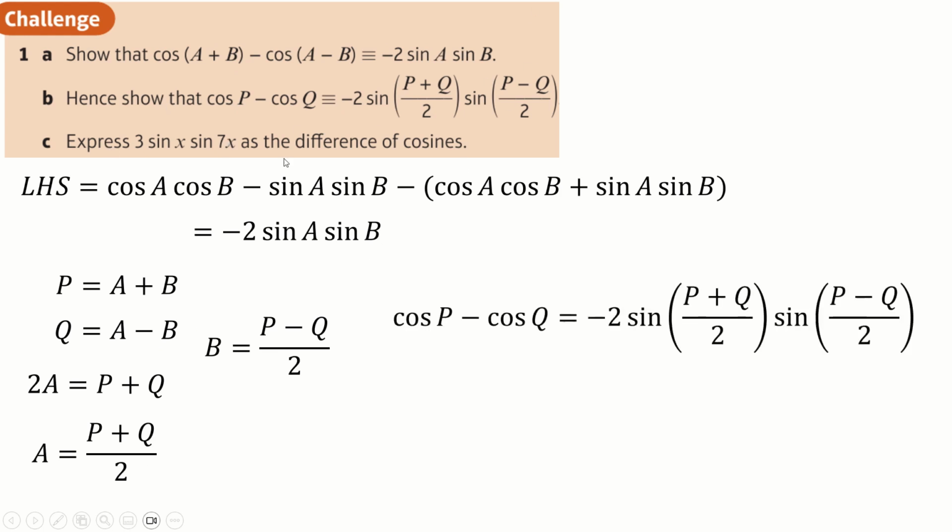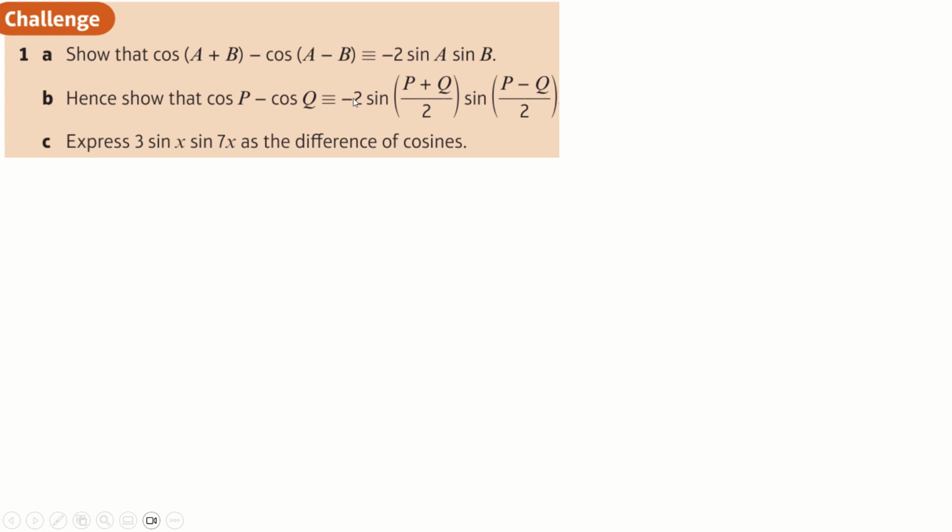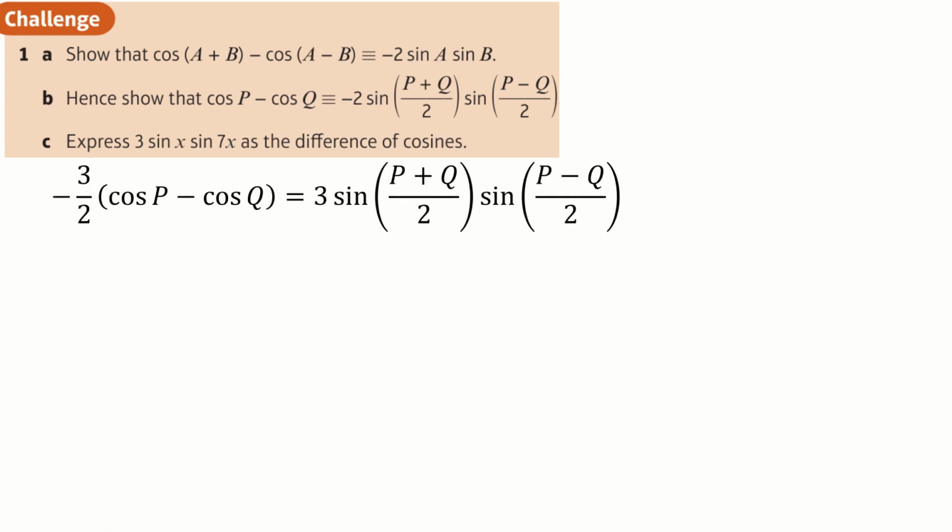Hence express this as the difference of cosines. So, okay, well, it looks like here, let's compare this with this here. There's a minus 2 in front, so I think I just have to times everything by minus 3 over 2 in this line here. That gives me a 3 in front there. And now this thing is starting to look more like this. I just need to set p plus q over 2 equal to 1x, I guess, and p minus q over 2 equal to 7x.